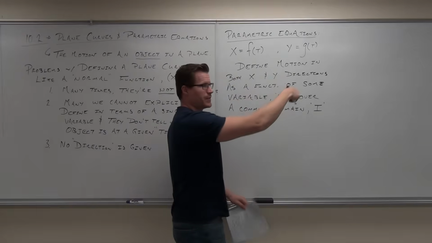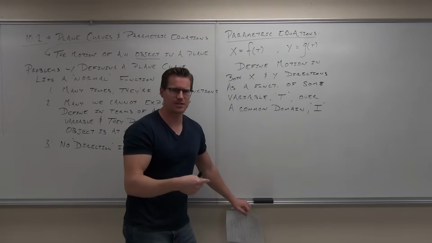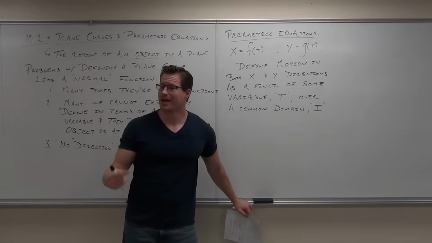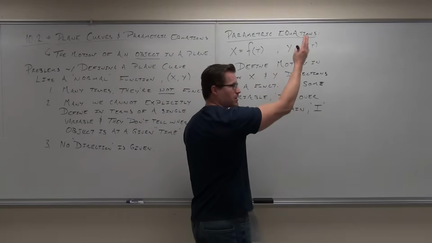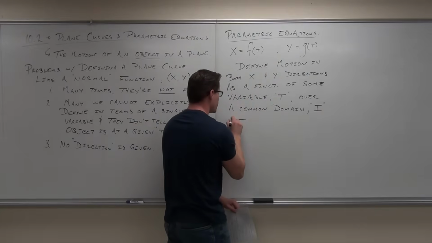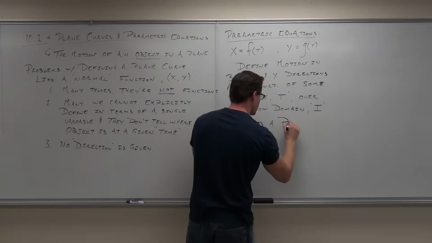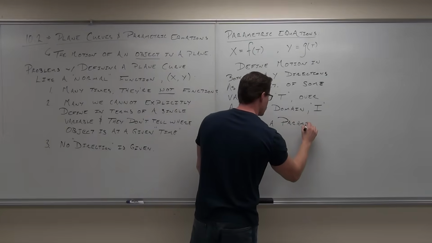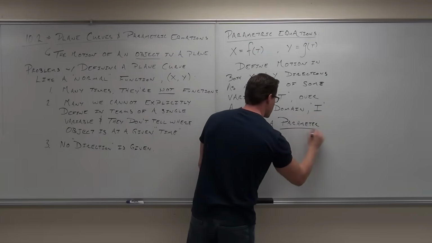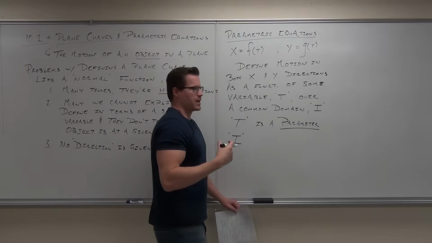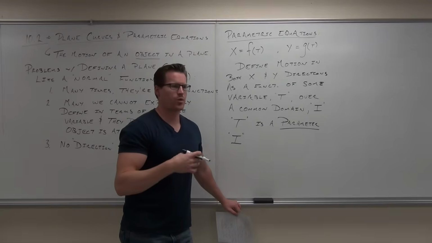Okay, that t, that independent variable that we're basing both our x motion and our y motion on, that's called your parameter. Hence we get a parametric equation. So t is the parameter, and I is simply the interval for your parameter, or the parameter interval.